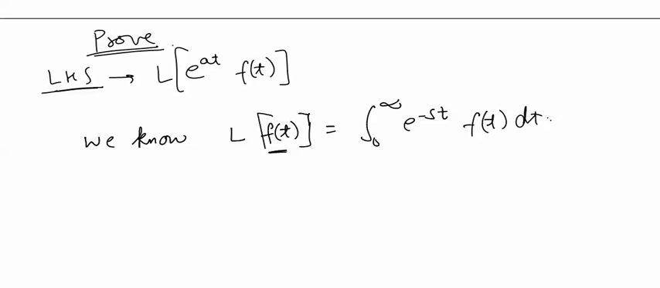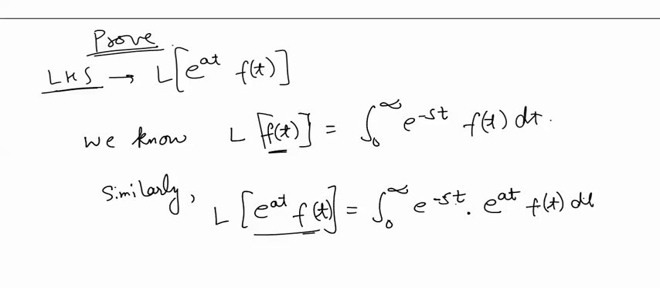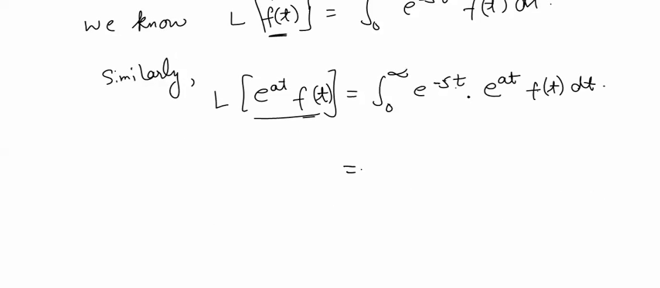Similarly, when we are talking about the Laplace of e raised to at f(t), this is nothing but the integral from 0 to infinity of e raised to minus st into, instead of this f(t), e raised to at f(t) dt. Now, this is also e, this is also e, and in between you have a multiplication sign, so I will take minus s common, so it is e raised to minus (s minus a)t f(t) dt.